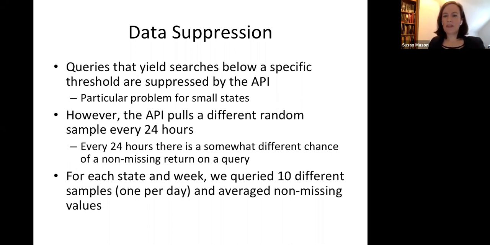Queries that yielded searches below a specific threshold are suppressed by the API. I guess there's some concern about keeping things anonymous. And this is, of course, a particular problem for small states. However, we discovered that the API pulls a different random sample every 24 hours. That means that every 24 hours, there's a somewhat different chance of a non-missing return on a query. So to shore up our data against this missing data problem, we created 10 different samples, one per day, and averaged the non-missing values. Think about the number of search terms for every state week across multiple years, and then doing that 10 times. Our graduate students really earned their keep on this one.